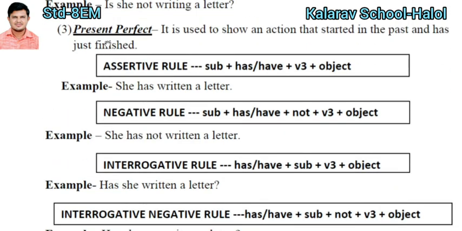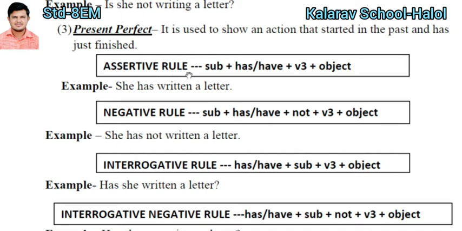The next tense is present perfect tense. In which condition can you use present perfect tense? Present perfect tense is used to show an action that started in the past and has just finished. For whatever action was started in the past and has just finished, you can use present perfect tense.